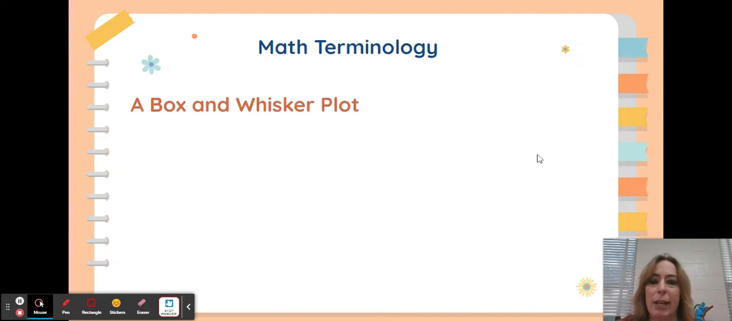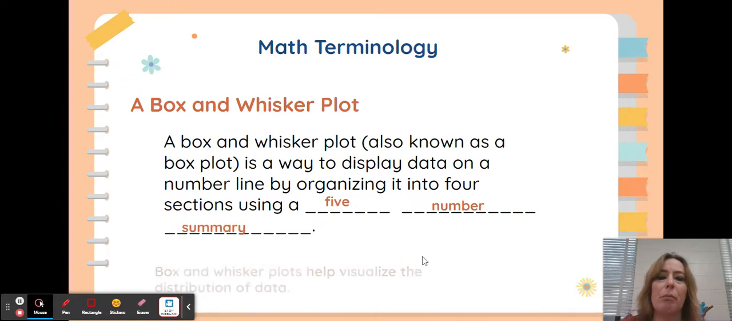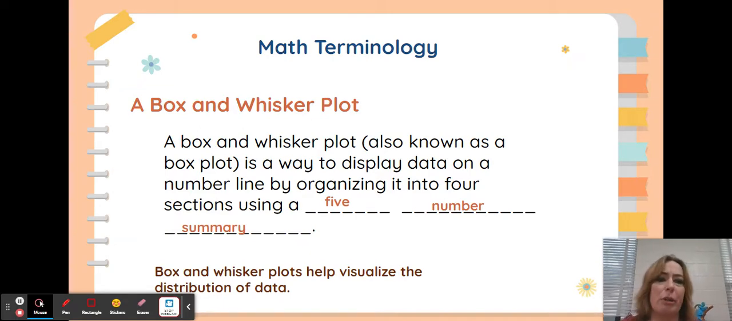Okay, our terminology for today is a box and whisker plot. A box and whisker plot, also known as a box plot, is a way to display data on a number line by organizing it into 4 sections using a 5 number summary. It's a great way to visualize the distribution of data. You can clearly see where it falls.